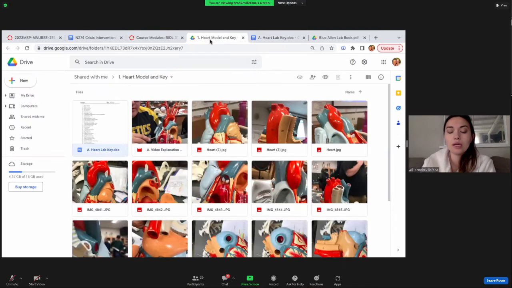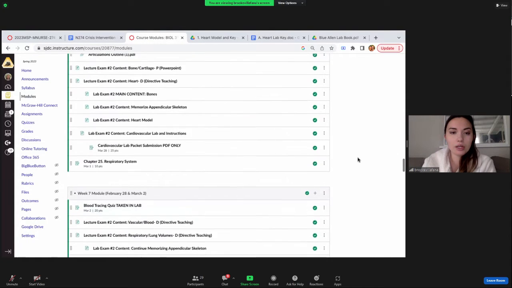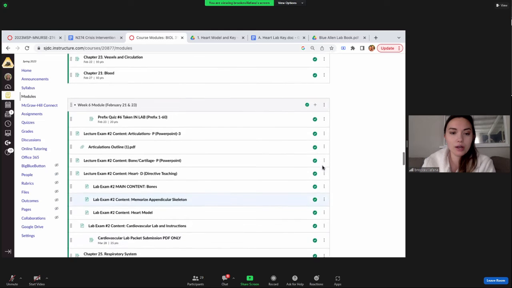So again, 2 things, you're going to be working on the bones, and then you're going to be working on the models, bones and models. Okay, let's take a look at the cardiovascular lab packet.